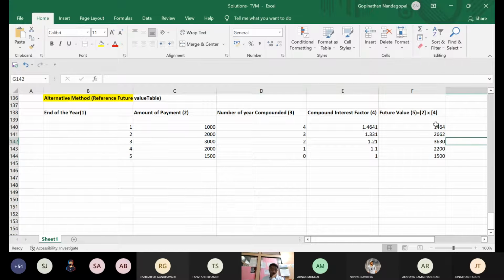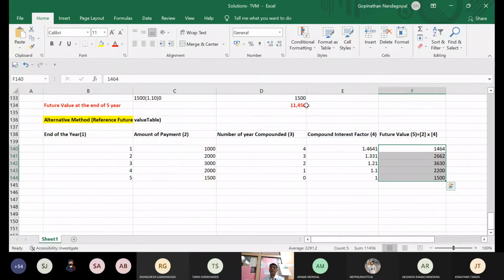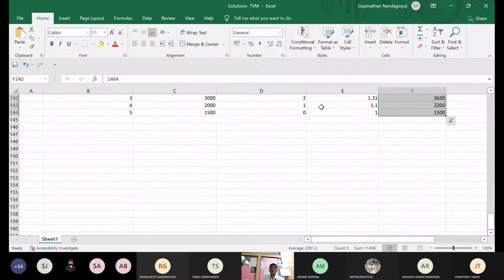Got it? Now you add all this. How much do you get if you add all this? 11456. How much did you get in the previous method? Same, sir. 11456. Any method you want, you can follow.